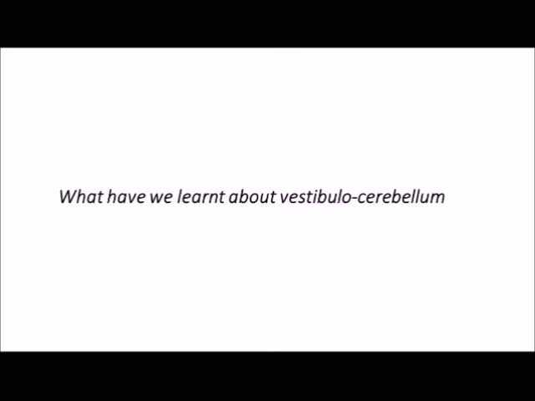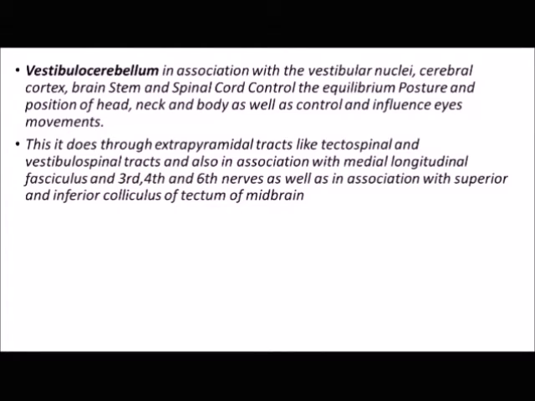Now, what have we learned about vestibulocerebellum? We have learned that vestibulocerebellum, in association with the vestibular nuclei, cerebral cortex, and in association with brainstem and spinal cord, control the equilibrium and posture, and position of the head and neck and body. So we have learned that vestibulocerebellum controls the equilibrium and posture of head and neck especially, and of the body, as well as it controls and influences eye movements.